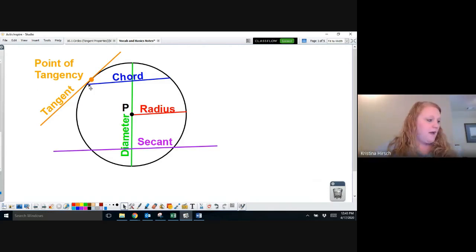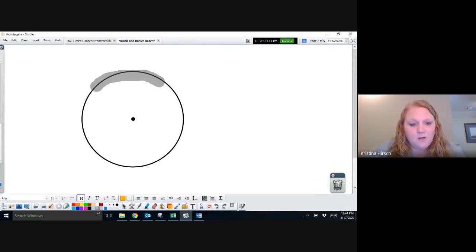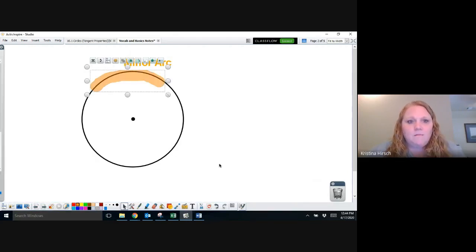Now, you also have some different types of arcs, so we need to talk about those. You have something called a minor arc, a major arc, and a semicircle. A minor arc has to be less than 180 degrees. So this right here is considered a minor arc because it's less than 180 degrees. So, minor arc, less than 180 degrees.